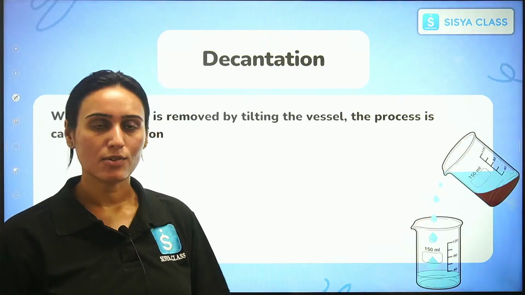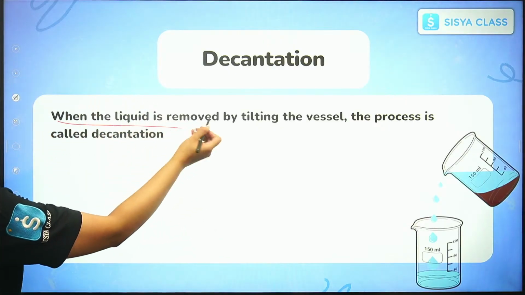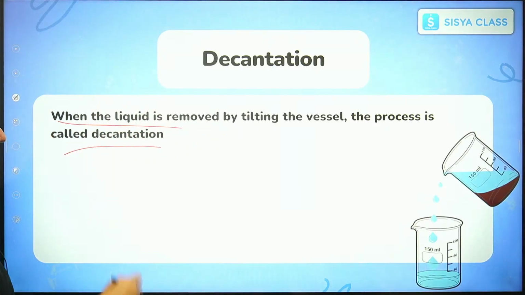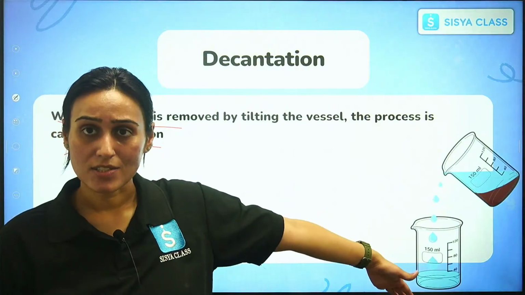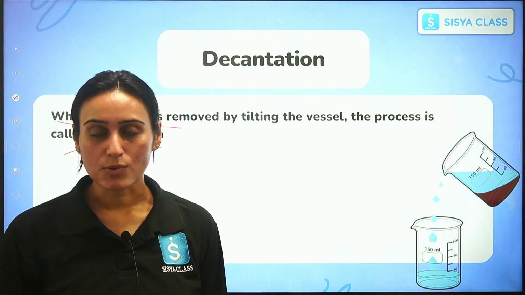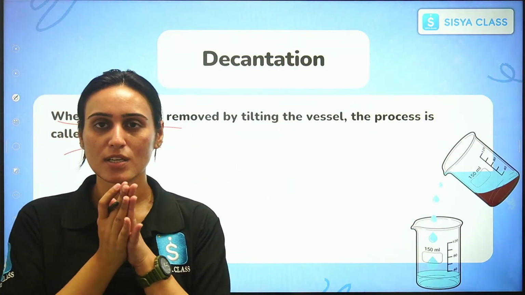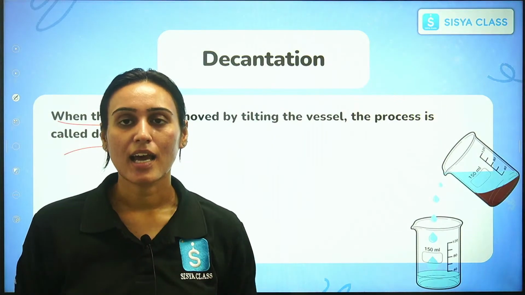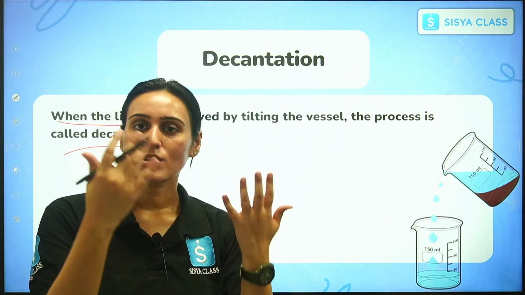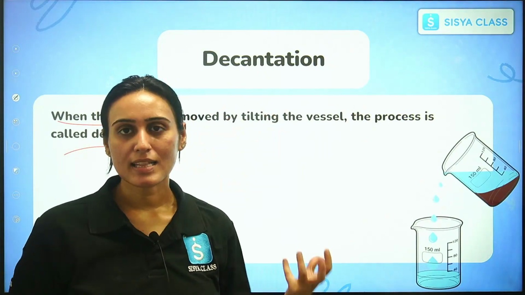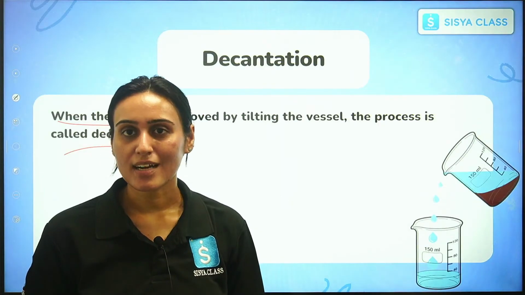This is what you are doing. Okay. So when the liquid is removed by tilting the vessel, this process is called decantation. This is what we have done just now, and together we can use sedimentation, decantation, we use it together, right? First we allow the heavier particles to settle down, and then only we will tilt it so that all the clear liquid is removed from the container. Okay.